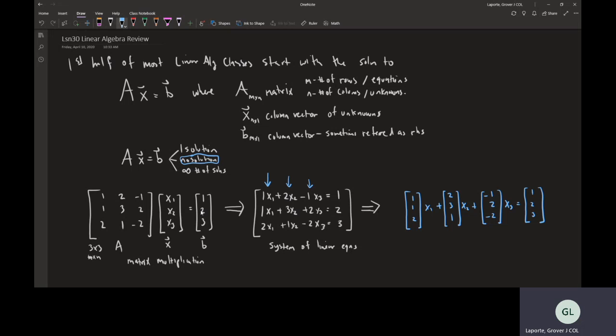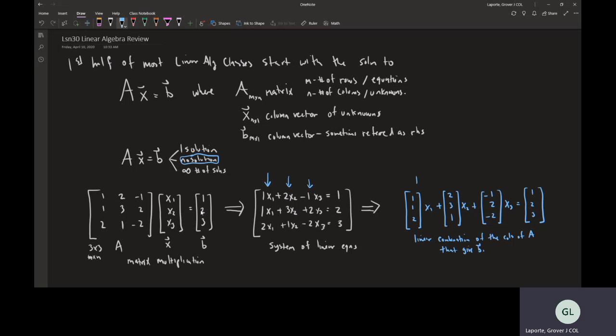So this way of looking at it is, these are the columns of A, so this is a linear combination of the columns of A that give B.